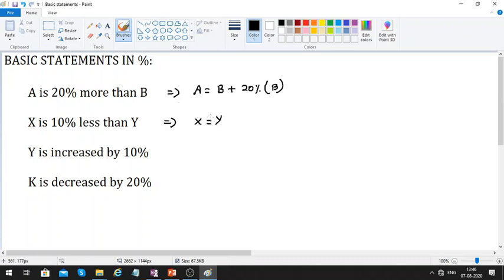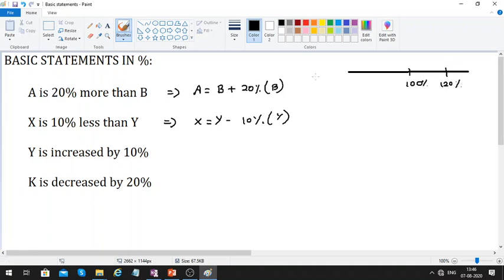As it is less, now we have to subtract minus 10% of y. Now you can also understand it by using a percentage line. For example, when I tell x is equal to y, x is 100% of y. Now what we are having is A is 20% more than B. So 100%, if I tell 20% more, it should be like 120%.